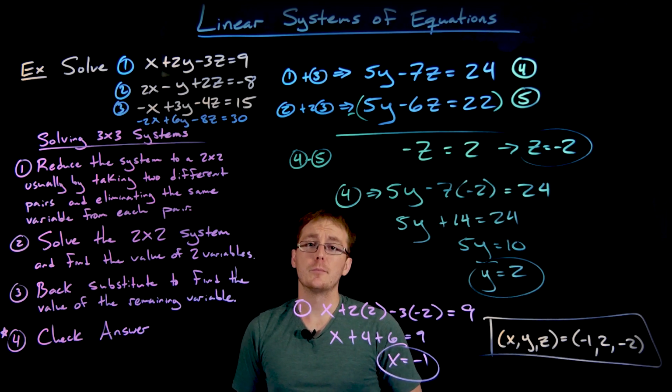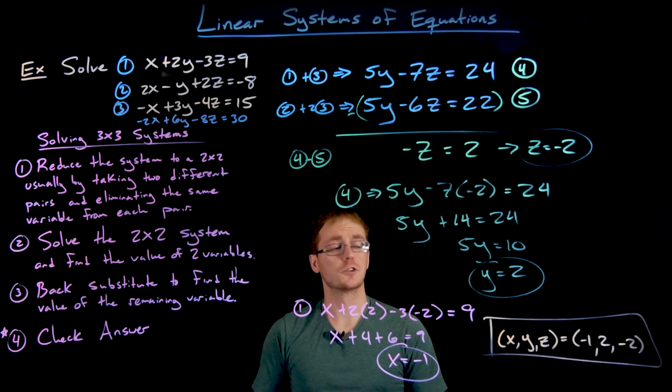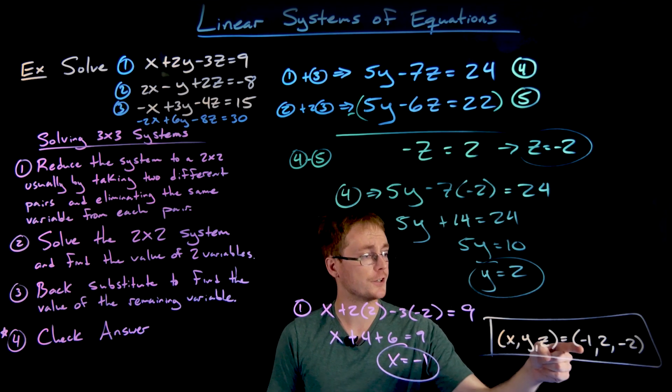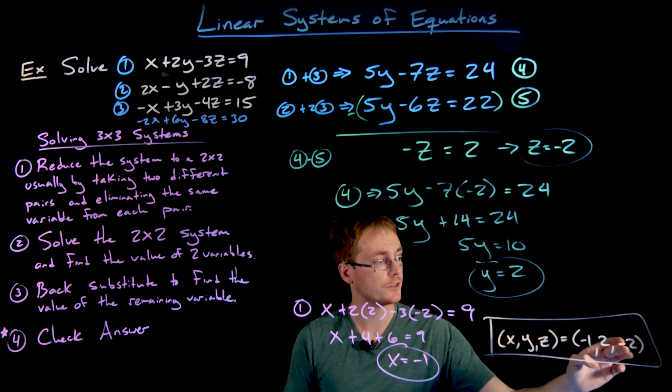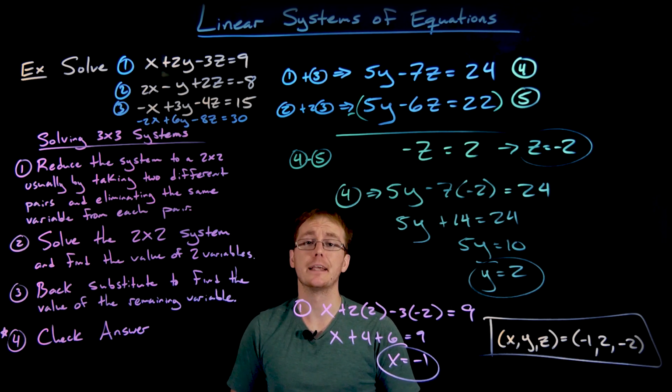And so to wrap this problem up, we just want to write our answer as a nice ordered triple, x, y, z. Our point of intersection between these three planes occurs at the single point where x is -1, y is +2, and z is -2.